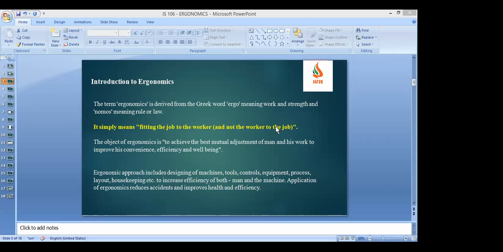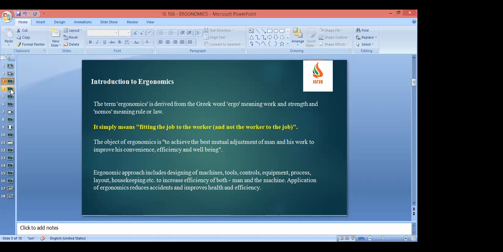And how is it linked? Whenever people are fatigued or uncomfortable and not able to lift those weights, they will have a tendency to take shortcuts. Due to the shortcuts, there will be accidents. So if you take the approach of ergonomics, we will be able to reduce the accidents.